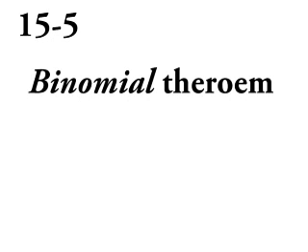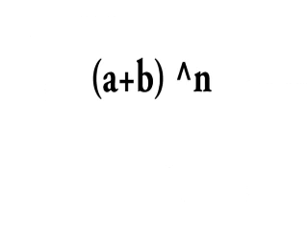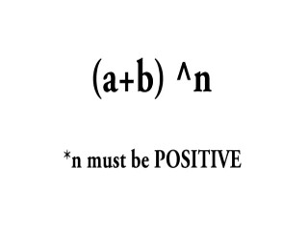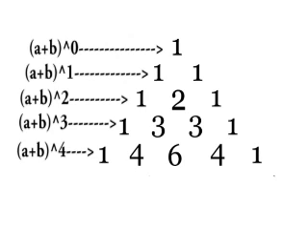15-5. The binomial theorem and Pascal's triangle. When you expand the terms (a plus b) to the n for positive integers of n, we result with the following diagram, which is known as Pascal's triangle. Notice that each number is the sum of the two numbers above.